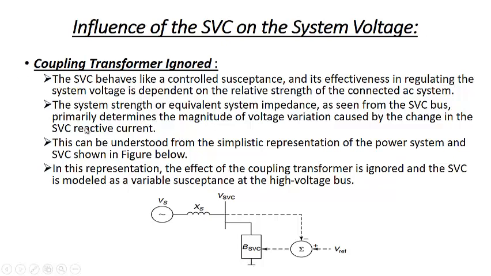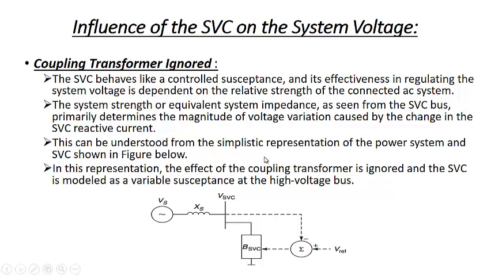Let us assume that we don't have any coupling transformer. The SVC behaves like a controlled susceptance. We have a controlled susceptance over here, and its effectiveness in regulating the system voltage is dependent upon the relative strength of the connected AC system. So its effectiveness will definitely depend on how it regulates the voltage. The system strength or equivalent system impedance as seen by the SVC bus primarily determines the magnitude of voltage variation caused by the change in the SVC reactive current. So SVC reactive current will determine the system voltage by changing the SVC susceptance.